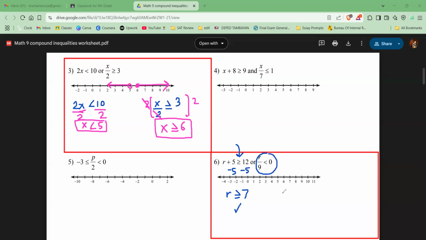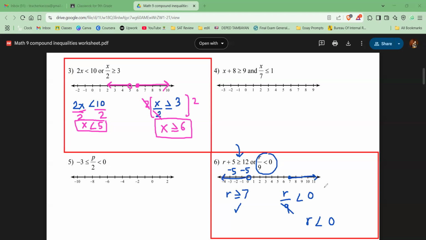This one, you have to multiply it by 9. So it becomes r equals 0 still. Equals 0 is greater than r. r is less than 0. Okay? So to graph, r is greater than or equal to 7, and r is less than 0.